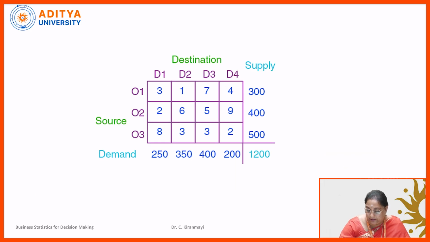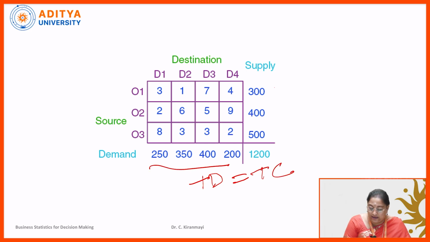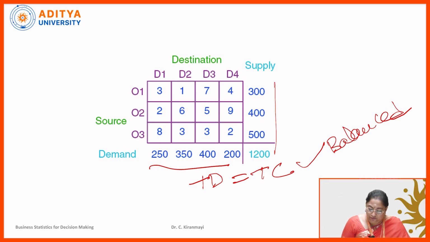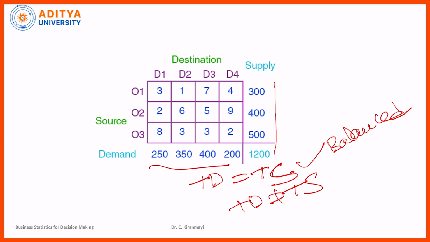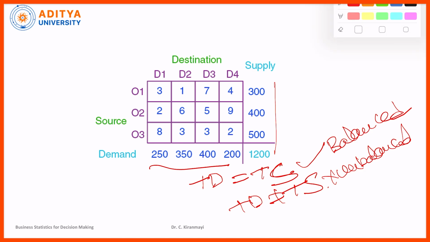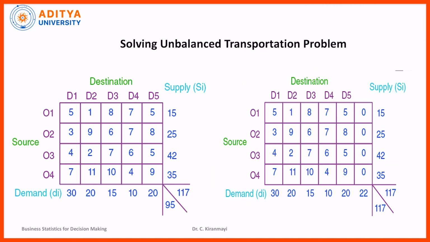How can we check whether the given transportation problem is balanced or not? If total demand is equal to total supply, then the transportation problem is said to be a balanced transportation problem. If total demand is not equal to total supply, then it is called an unbalanced transportation problem. So first we have to check whether the problem is balanced or not using this criterion. And next, how to solve.